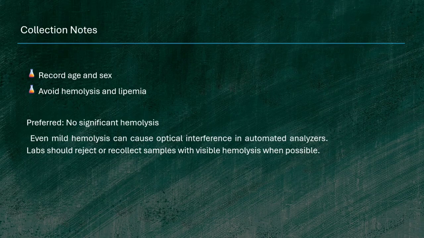Avoid hemolysis and lipemia. Hemolysis, rupture of red blood cells, and lipemia, high fat content in serum, can interfere with spectrophotometric or immunoturbidimetric assays, leading to inaccurate results. Preferred: no significant hemolysis. Even mild hemolysis can cause optical interference in automated analyzers. Labs should reject or recollect samples with visible hemolysis when possible.